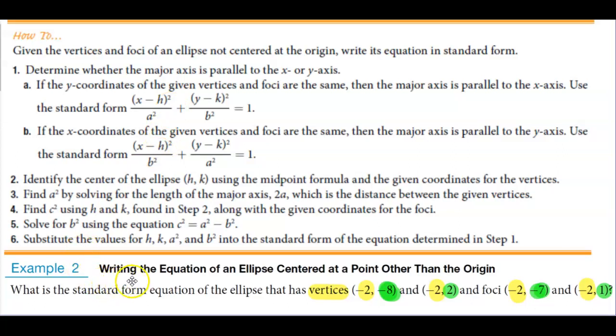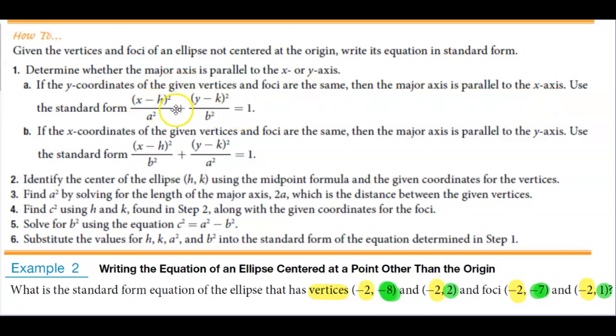In example number 2, we're writing an equation of an ellipse centered at a point other than the origin. So given the vertices and foci of an ellipse, not centered at the origin, we want to write its equation in standard form. Number 1, we have to determine whether the major axis is parallel to the x or the y axis. Now, if the y-coordinates of the given vertices and the foci are the same, then the major axis is parallel to the x-axis.